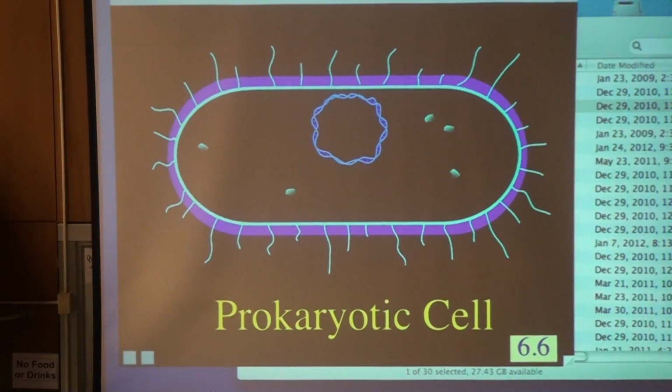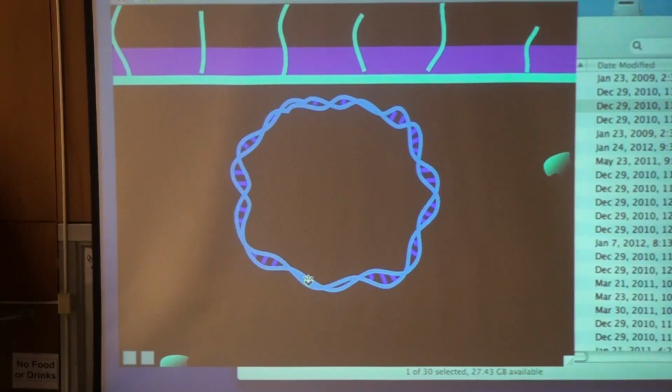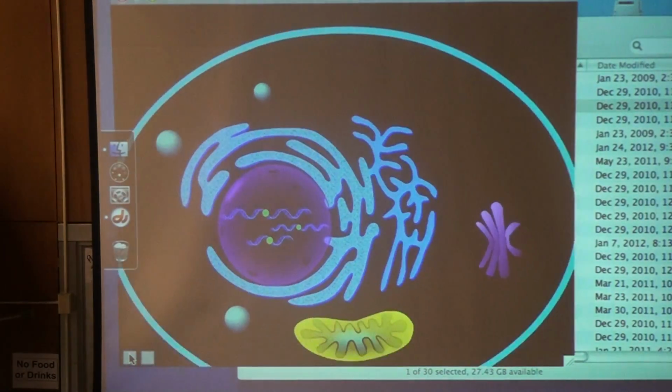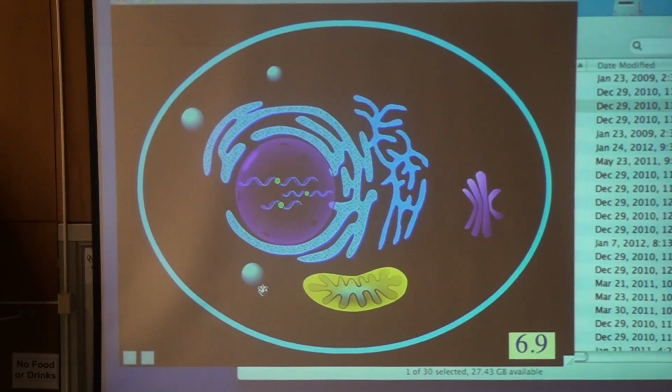And prokaryotes, as I mentioned earlier, their chromosome is not inside a nucleus. They don't have a nucleus, whereas we eukaryotes do have a nucleus. Here's a close-up of the prokaryotic chromosome. We eukaryotes do have a nucleus, and so that's where our chromosomes are contained, like you see there.